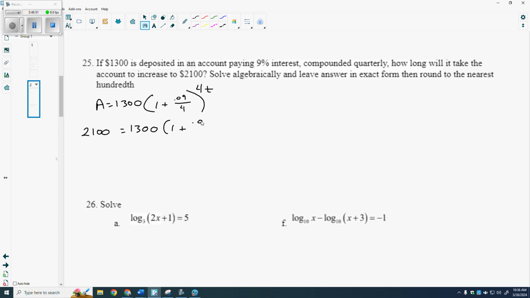We probably could grab a calculator and get a decimal here. I'm just not going to. Divide by 1300. And I get what, 21 over 13. Again, you can go to decimal. I changed my mind. I'm gonna go to decimal on that one. Was that 1.0225?